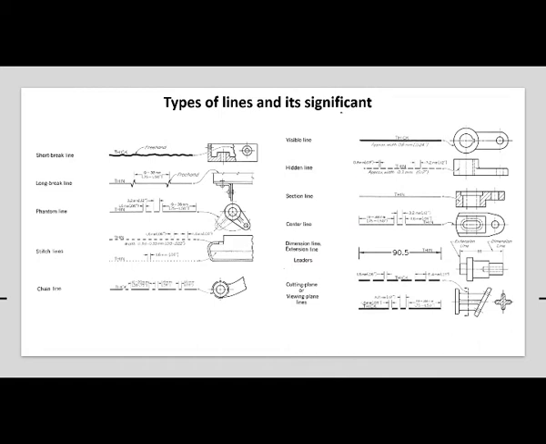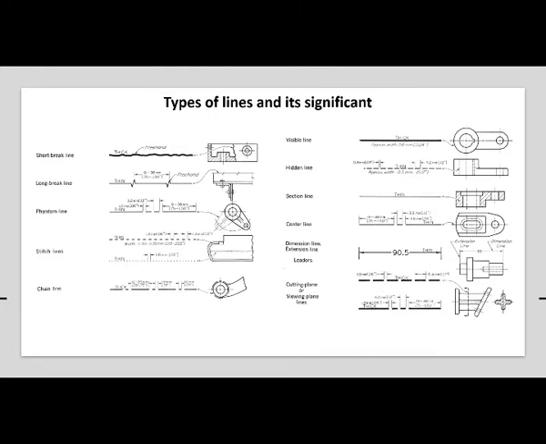And the importance of lines and their significance. It is really very important while we draw anything. By using lines, we can recognize what exactly they are saying. The lines are really the communication for drawing, like the short break line. Short break lines will be thick and freehand, and we use it like this, so it is called a short break line.